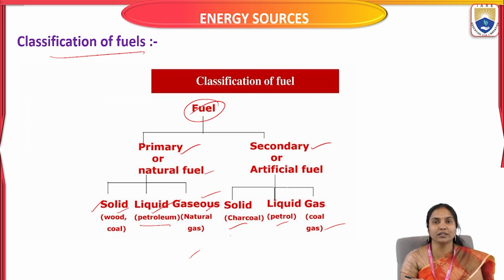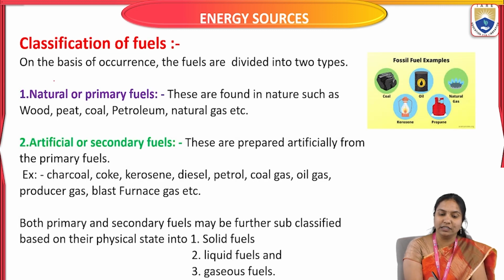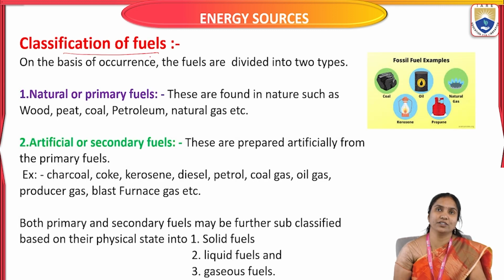Natural fuels are generally obtained from nature. Secondary fuels, also called artificial fuels, are obtained from primary fuels. That's why they are called synthetic fuels, meaning artificial fuels. Again, these primary and secondary fuels are classified into three types: solid, liquid, and gaseous fuels. Now let's discuss the classification of fuels in detail.